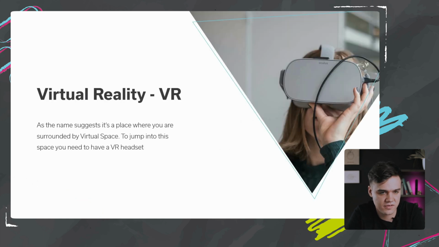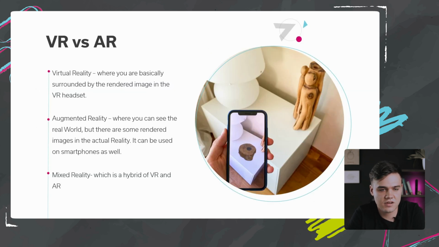Right, so what's VR exactly? As the name says, it's a place where you are surrounded by virtual space. To jump into this space, you need to have a VR headset. Here I would like to mention the difference between other types of alternative realities, just to make you see the bigger picture. So we have virtual reality, as I mentioned before, where we are basically surrounded by the rendered image in the VR headset.